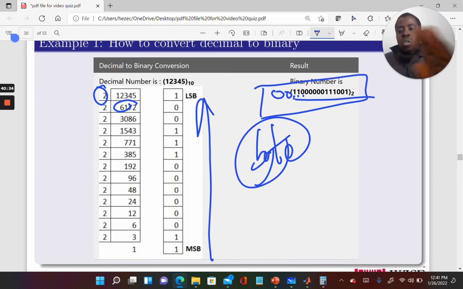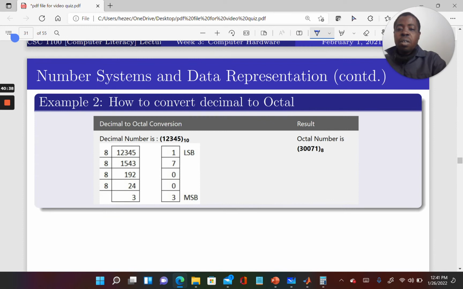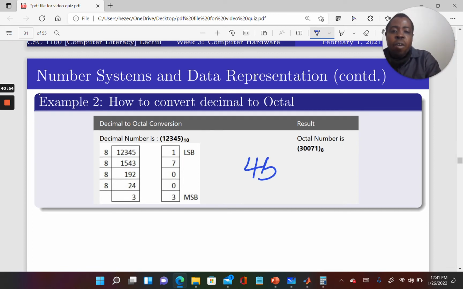So you must know how to do this. And you can also convert denary to base 8, just divide it by 8. For instance, give me a natural number, a denary number, like maybe 445.